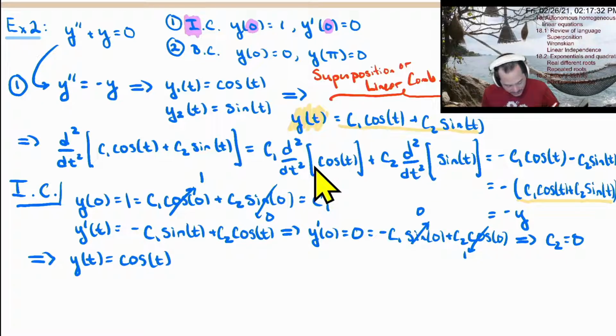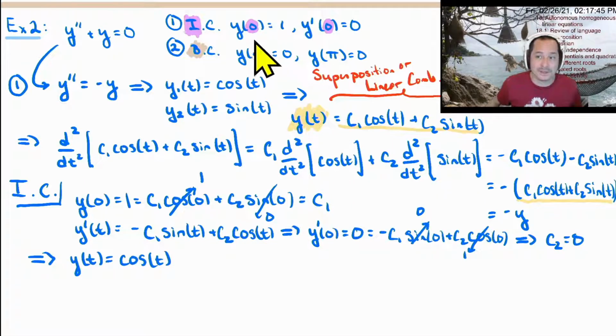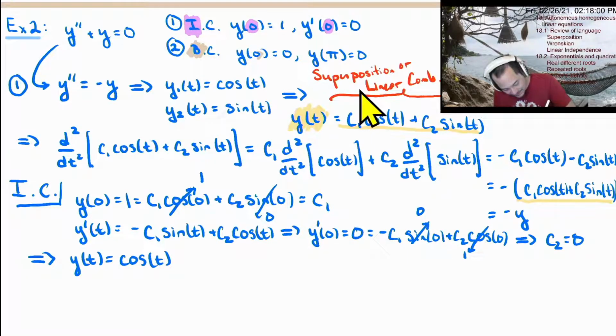Boundary conditions, for the B part. What the boundary condition is saying is, I'm not going to tell you about the function and its derivative at the same point in time. What I'm going to do is tell you about the function twice at two different points of space. So the boundary conditions have everything to do with the fact that you're not stating the same point in time, you're stating different points in space.